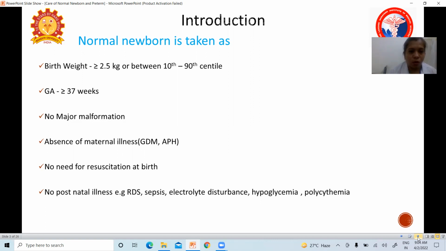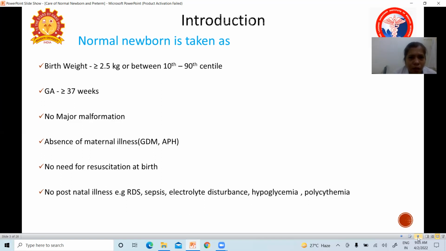So all the babies who are born to a mother without any significant illness that might interfere with normal newborn care, feeding, or that is not going to put the baby at increased risk of any metabolic or other abnormality, can be taken as a normal newborn. Now, if the baby has required some kind of resuscitation at birth, that baby should be observed for some time by the healthcare professionals, and we cannot take that baby as a normal newborn. Then some postnatal illnesses like RDS, sepsis, electrolyte disturbances, most commonly hypernatremia, hypokalemia, hypoglycemia, and polycythemia. These require either an ICU admission or close supervision by the healthcare workers. So these babies we cannot take as normal newborns.